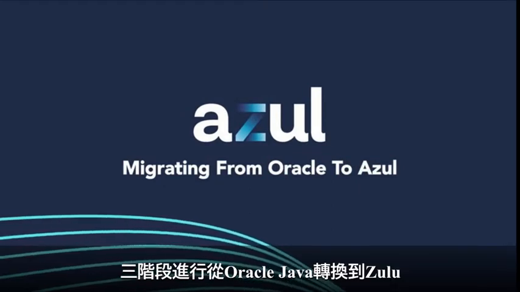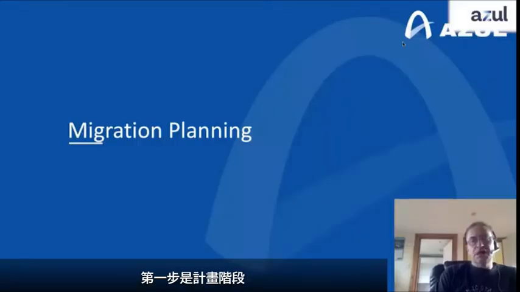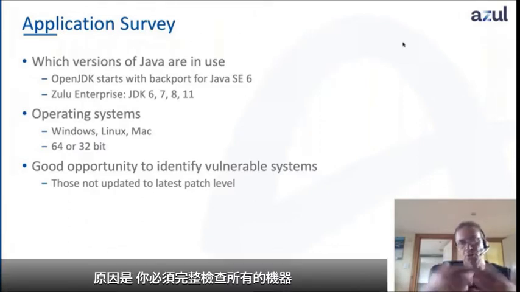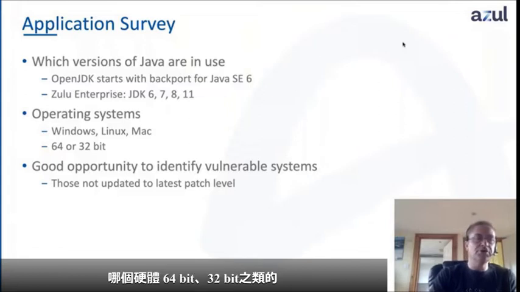Three-phase approach to migrating from Oracle JDK to Zulu. First of those is the planning phase. This is the part that often takes people the most time, because you need to look across all the machines that you're using and do a survey to understand which versions of Java are being used and which platforms those versions are running on. So what operating system, what hardware, is it 64-bit, is it 32-bit, and so on.